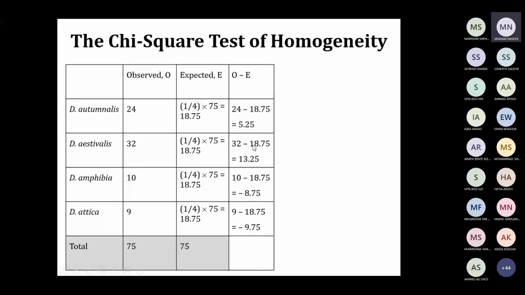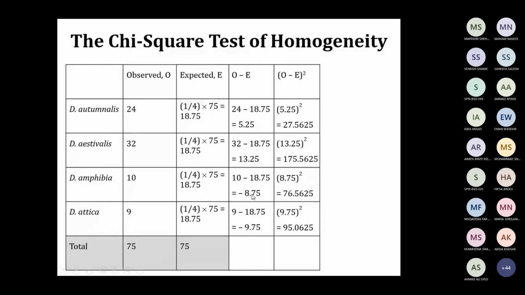The next column is you have to take the square of this value. So the square of 5.25 is 27.5625. And then for the next one, it is 175.5625. Are these the same values? Yes, ma'am.